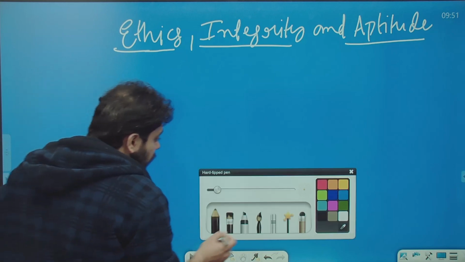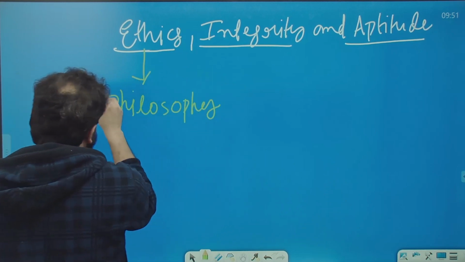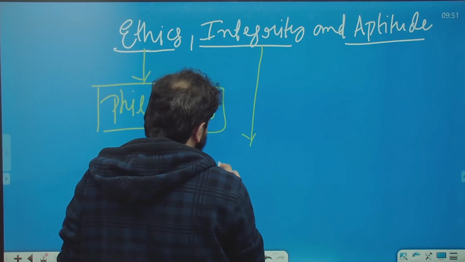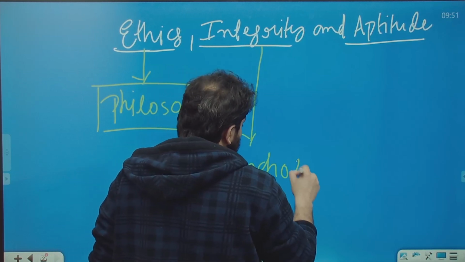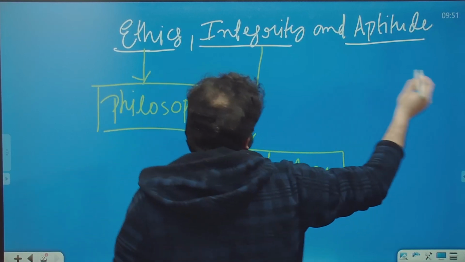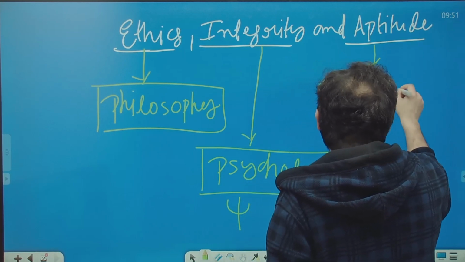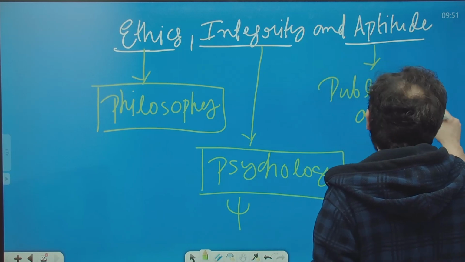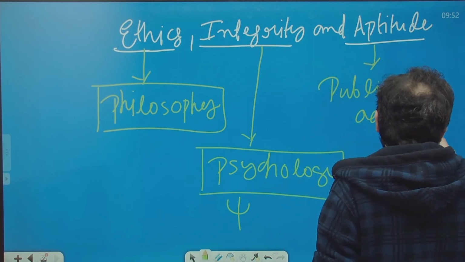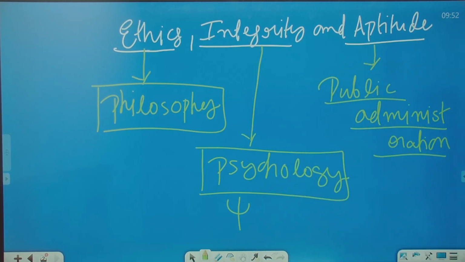Ethics is generally understood to be a part of philosophy. Integrity is generally understood to be a part of psychology, which includes concepts like emotional intelligence. This is a symbol for psychology for later references. And aptitude generally refers to public administration, or more specifically the Civil Services Aptitude, as it is called, right? The public administration ethics, or pub ad ethics, etc. So these are the three categories into which the syllabus of ethics is at a generic level divided.